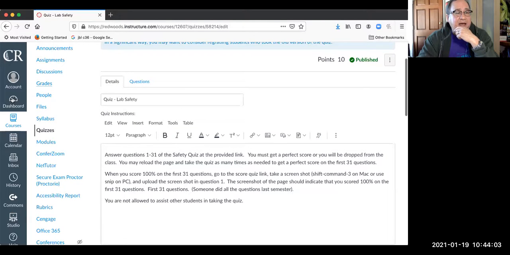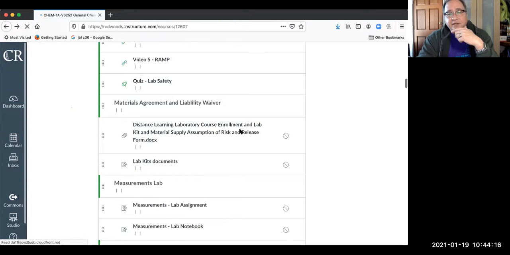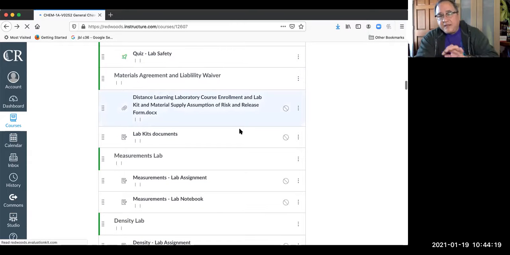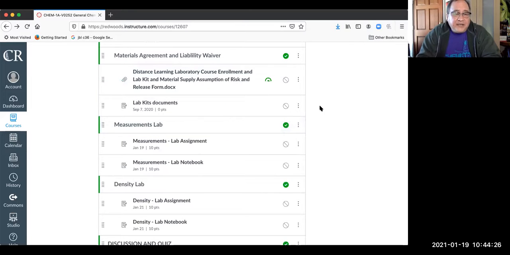So let's go back to... okay, so here you can see that I've got the materials agreement and liability waiver. These are still works in progress. I plan on having those printed today. Basically, you're going to sign online the waiver and sign online acceptance of the lab kit. And I'm going to make it like a little quiz where it says, I accept responsibility, blah, blah, blah. And you're also going to upload your address so that I can send you the lab kit. You won't need to come to campus.